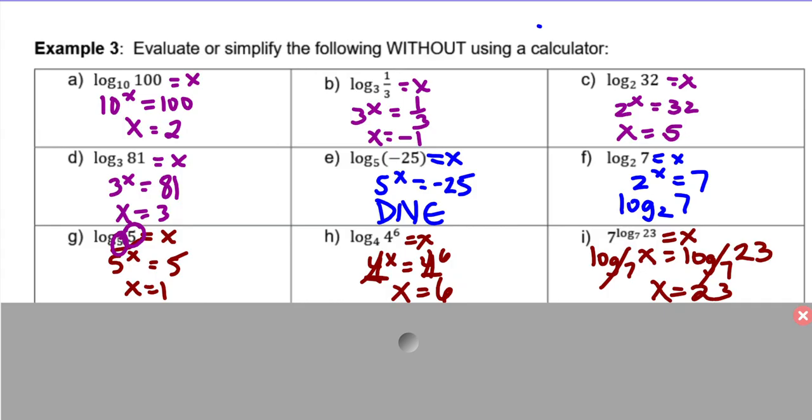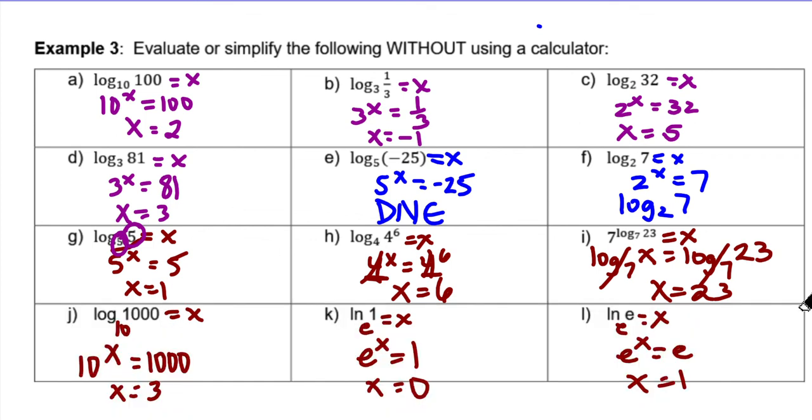Now, I looks a little bit tricky, but it's really not. I said 7 to the log base 7 of 23 is equal to x. So what I did was I converted it by doing log base 7 of x is equal to log base 7 of 23. Now, if you notice, log base 7 is both on the left and the right-hand side. If that's the case, I'm able to eliminate the logs on both sides, so x is equal to 23.